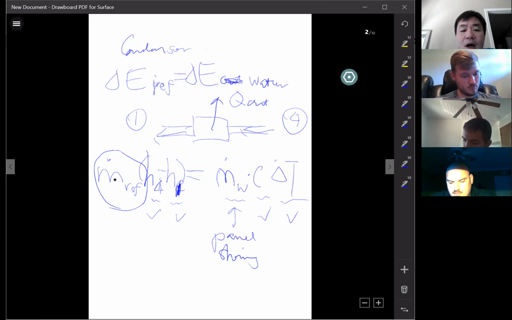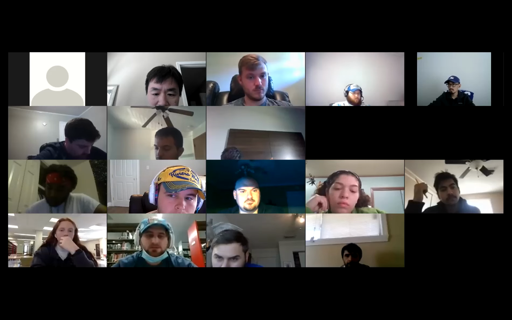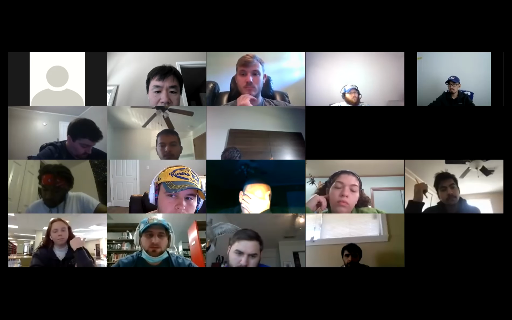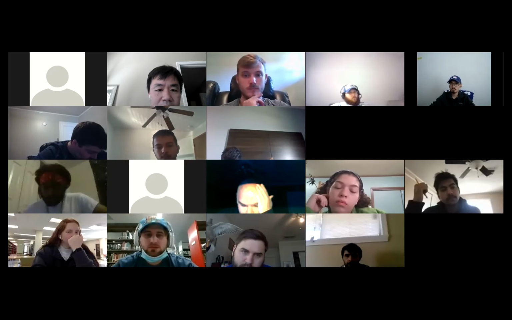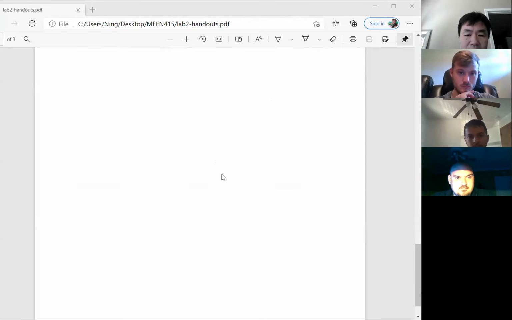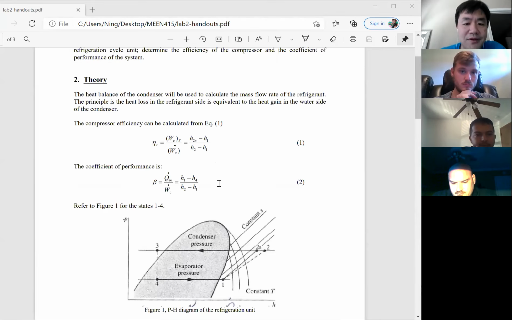This one calculation is for the mass flow rate. It also asks you to calculate something else. Let me get to my handout. It also asks you to calculate a couple of things to characterize the refrigeration system. One is the compressor efficiency.